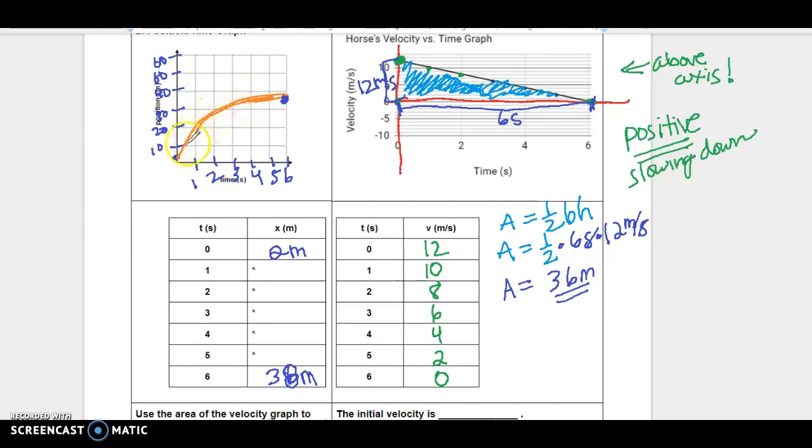Boy, it's hard to draw with this, okay? So it's going to be a curve, but it's going to be kind of downward facing because it needs to start off with a really steep slope and then get to a flatter slope. That shows that it's slowing down.